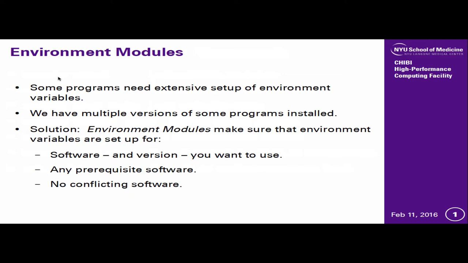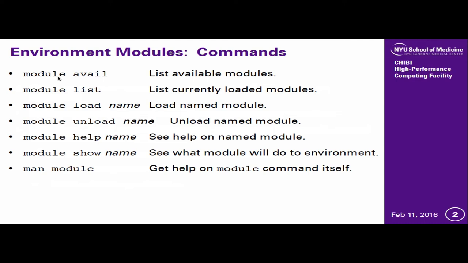They may conflict with each other. We want to be able to keep those versions installed side by side and let different users or different programs use different versions at different times. So we have this system called environment modules, which lets us do that. It keeps track of which version you want to use, any prerequisite software needed for that version, and makes sure that you don't have conflicting software set up on the system. I'll briefly show you some commands that are useful for environment modules, and then I will start the interactive part on the terminal, and you can try to follow along.